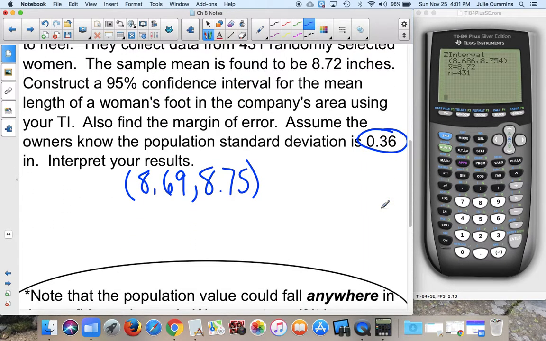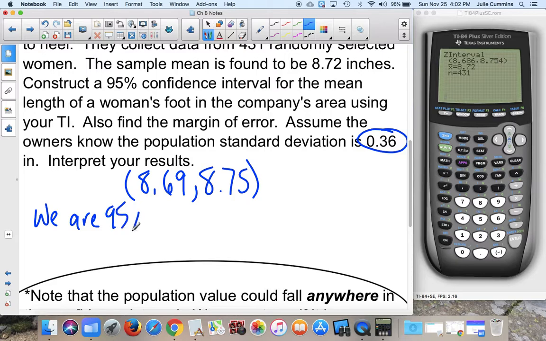So to interpret this, we would say something like, we are 95% confident that the true mean length of a woman's foot in this area is between 8.69 inches and 8.75 inches. Okay, so this is the net that we have cast that has hopefully caught our true mean. Okay, so I'm going to write that down.